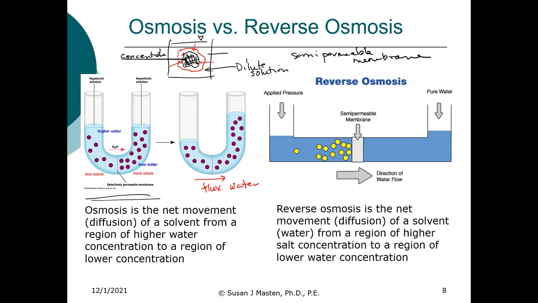Reverse osmosis, we're trying to achieve the opposite. We start with a concentrated solution and we want to push water across the membrane to the dilute side. In order to do that, we have to apply a pressure, and this pressure has to exceed the difference in the osmotic pressure from this side of the membrane and the permeate side of the membrane. So if you look at Monday's lecture, I do a calculation where we calculate that pressure, the osmotic pressure.